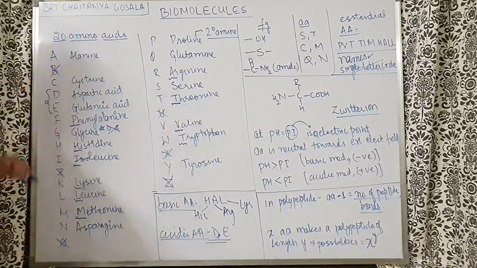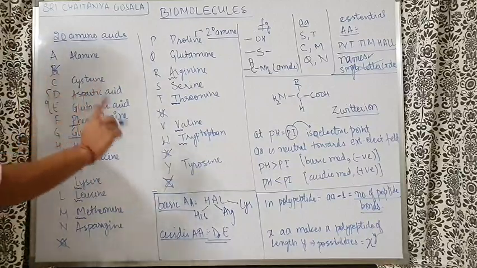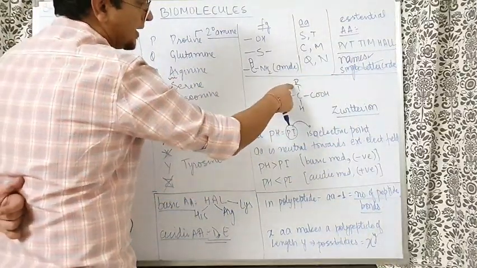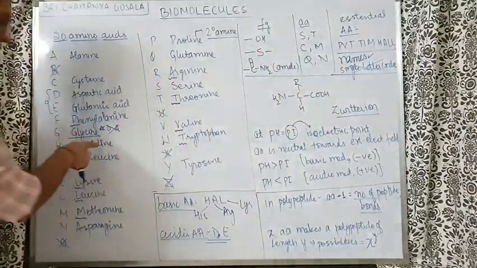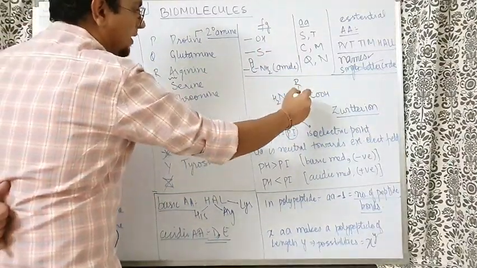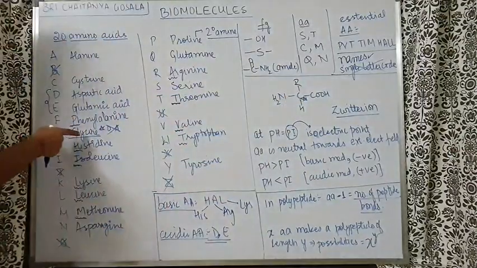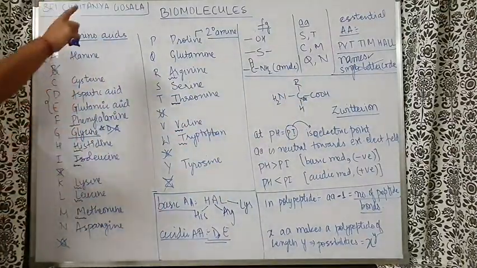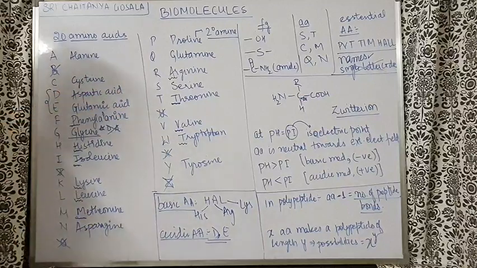Then F for phenylalanine, G for glycine. Glycine has a side chain H. Like this is the amino acid structure, and here the R is hydrogen for glycine. So this carbon will have H, H, NH2, COOH. So this carbon will not be chiral in the case of glycine. So glycine is the only amino acid which is optically inactive.